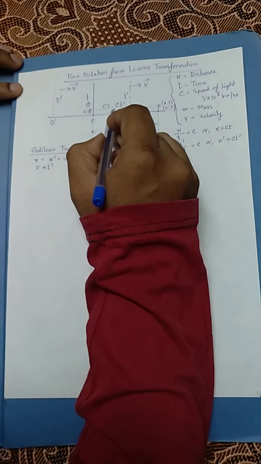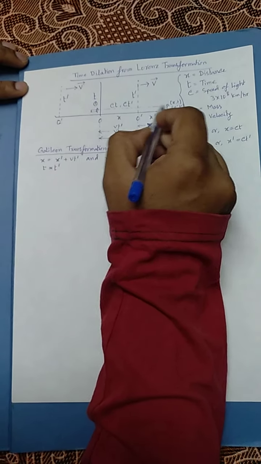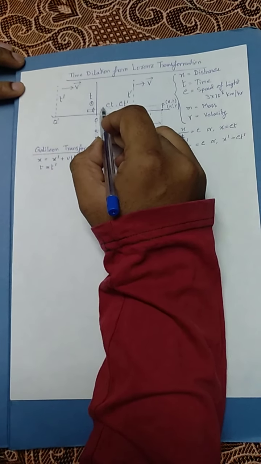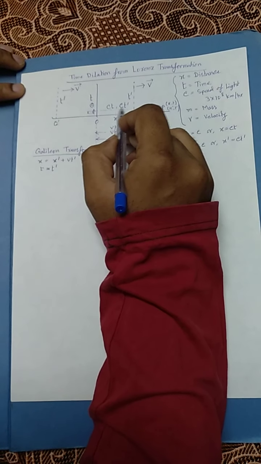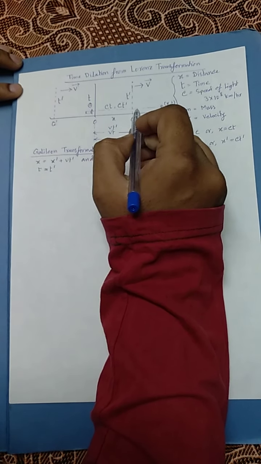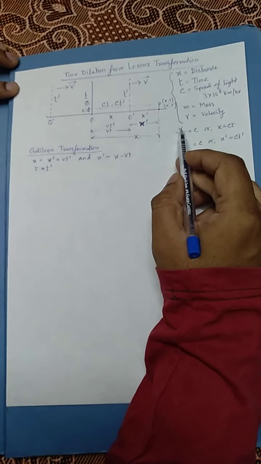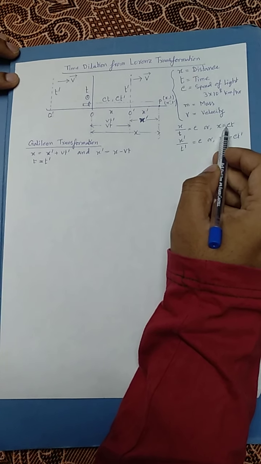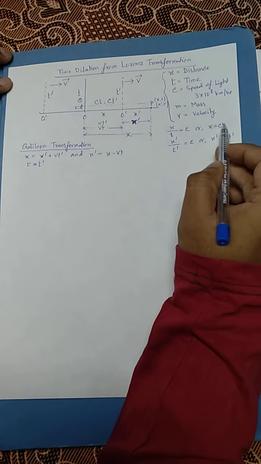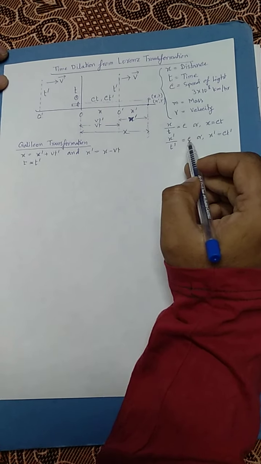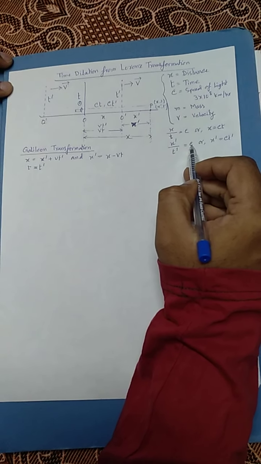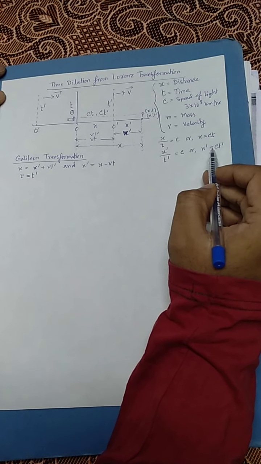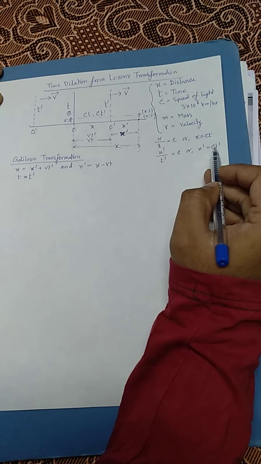Now the length that the light will travel along this path is going to be ct in the x frame of reference, and the same length will be equal to ct prime in the x prime frame of reference, because we have a famous formula: c, that is velocity, is equal to distance by time. So therefore x is equal to ct. Similarly, in the x prime reference frame, c, the velocity of light, is equal to distance by time. So therefore x prime is equal to ct prime.